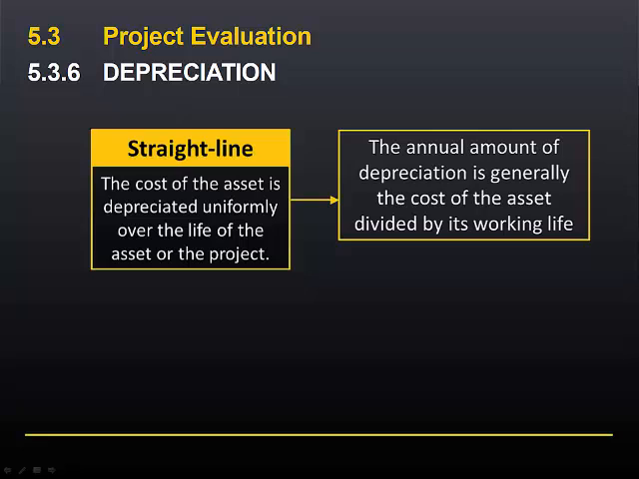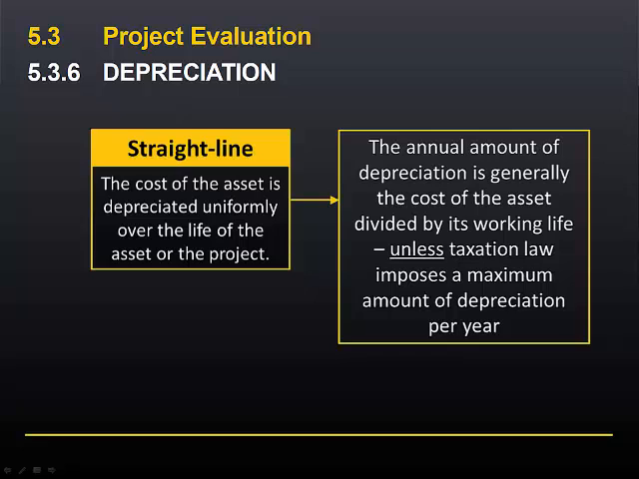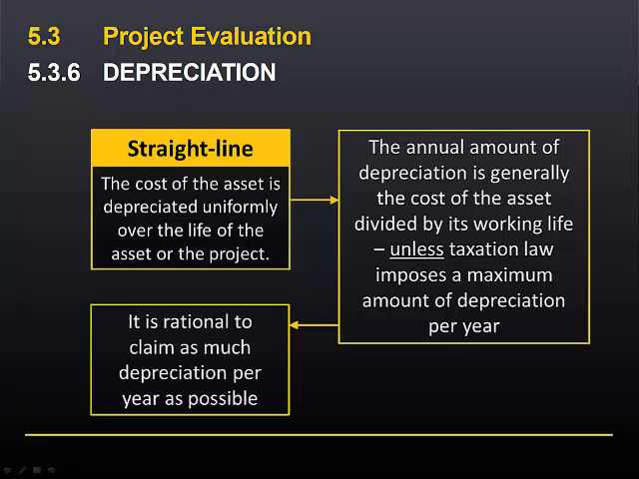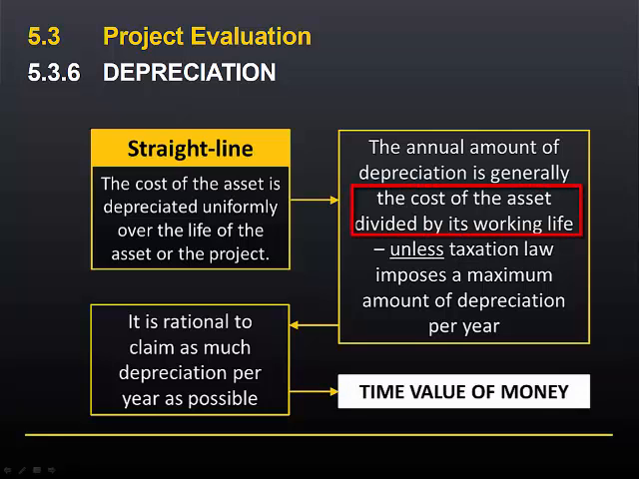Looking firstly at straight line depreciation, the annual amount of depreciation is generally the cost of the asset divided by its working life. The only exception to this is if tax law imposes some other constraint on the amount of depreciation that can be claimed per year. It is rational to claim as much depreciation per year as possible. So if the tax law allows you to claim more than the amount of depreciation indicated by this calculation, we would do so. This is in order to reflect the time value of money.